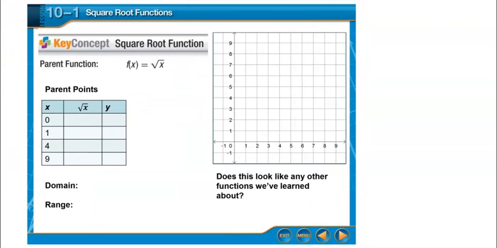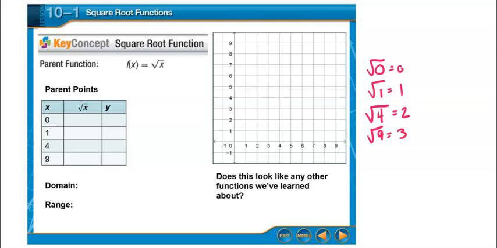It's important to understand these parent points. Now I'm going to make a table of values for this using 0, 1, 4, and 9 as my x. Can you figure out why I do that? It's really because the square root of 0 is just 0, the square root of 1 is 1. So these are perfect square numbers. The square root of 9 equals 3.